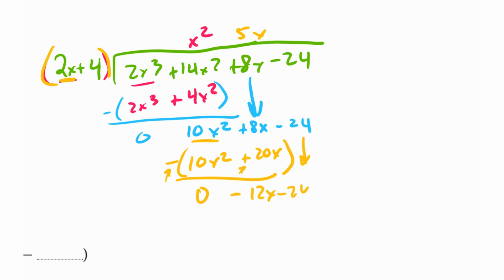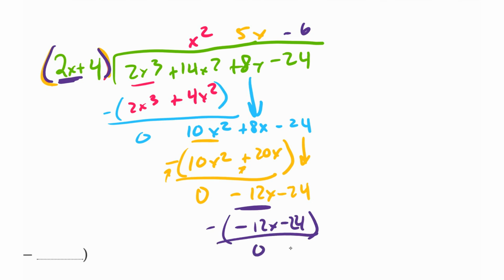Now we bring down the negative 24. I'll switch colors. 2x times what is negative 12x? That would be negative 6. And then negative 6 times 2x plus 4 becomes negative 12x minus 24, which is good because when I subtract that, this becomes 0. Negative 24 minus negative 24 is also 0, which means I have no remainder.